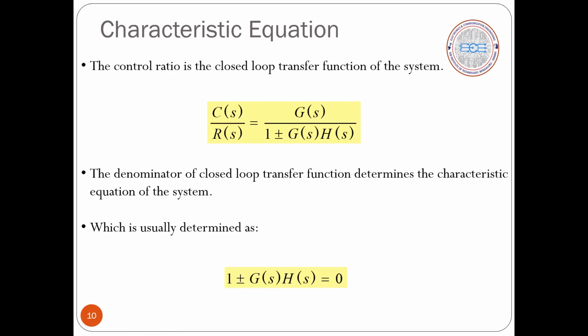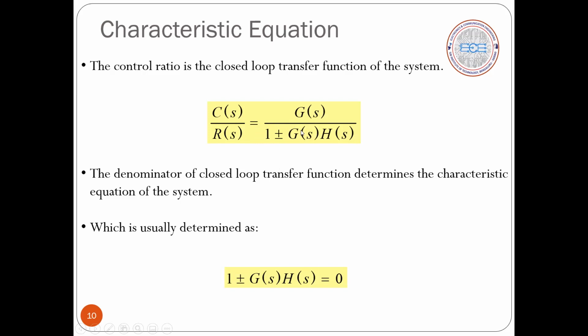Characteristic equation. The control ratio is the closed loop transfer function of the system, as we have seen. The control ratio is the final transfer function of the system, that is C(s) by R(s) is equal to G(s) divided by 1 plus or minus G(s) into H(s). The denominator of this transfer function is what we call the characteristic equation.